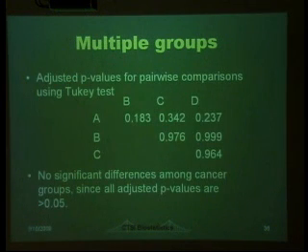The adjusted p-values using that Tukey test are given here, and you can see that none of them are below 0.05. So once you do that adjustment, there's no longer any significant differences among the groups. So we get basically the same finding whether we do an overall test first or whether we do a Tukey adjustment.